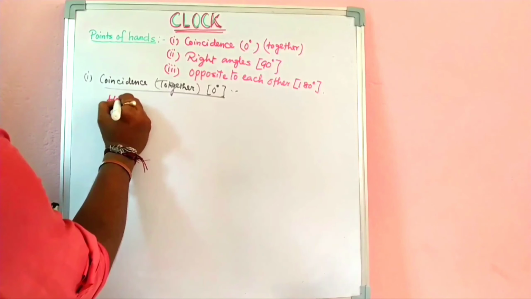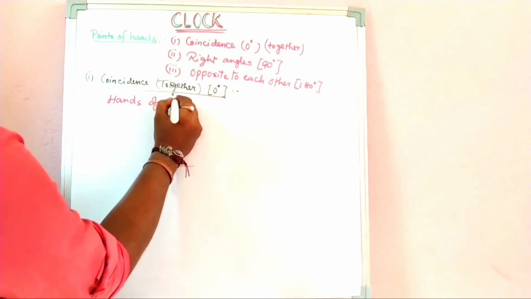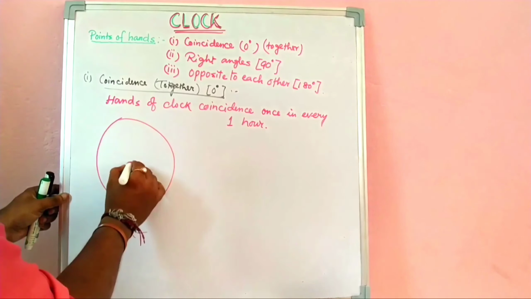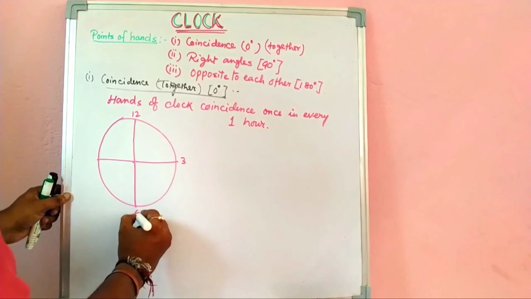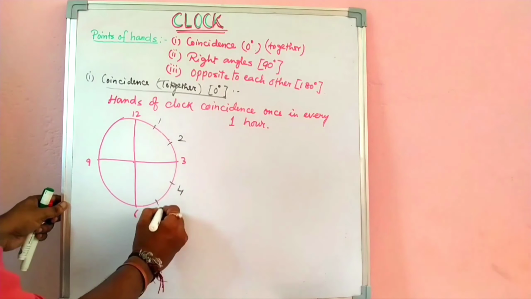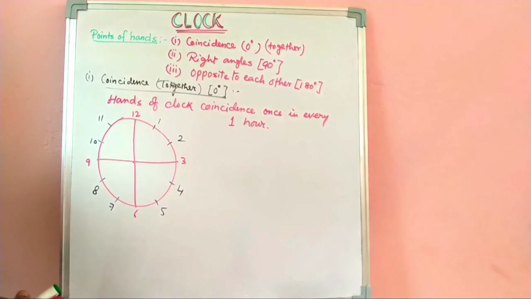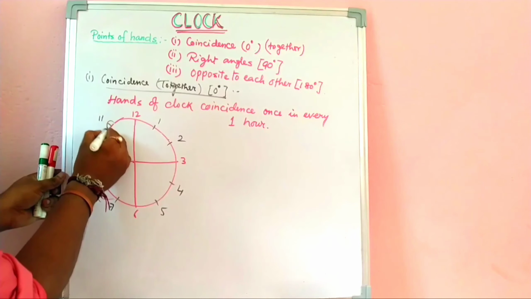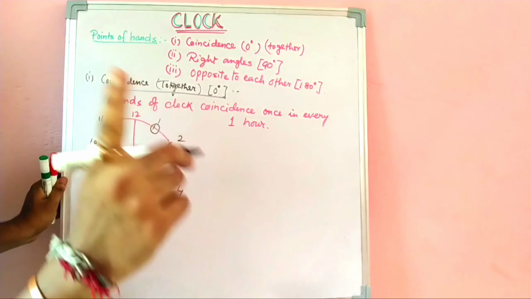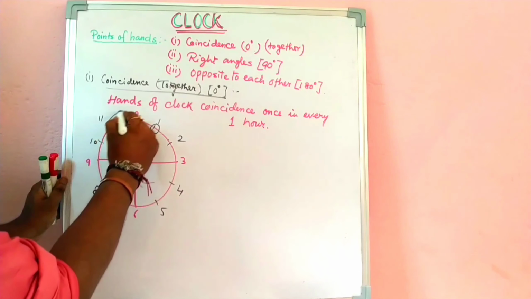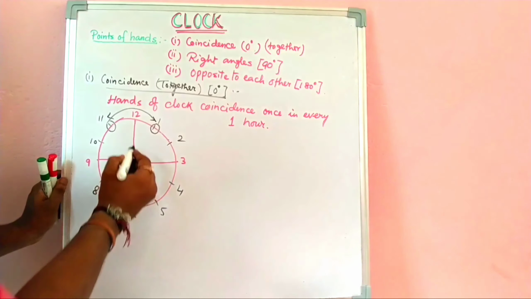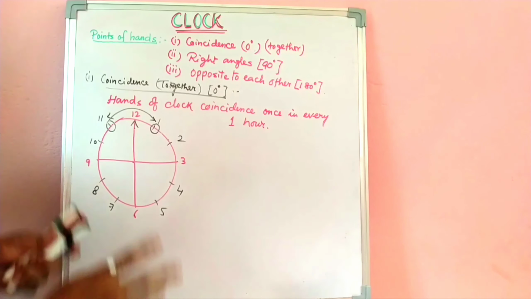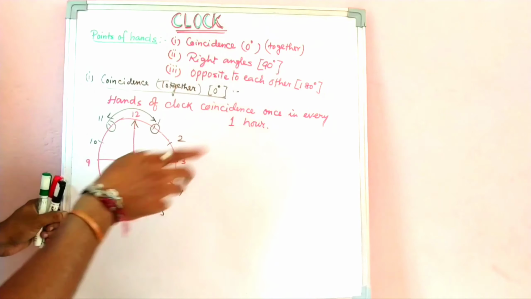Hands of a clock coincide once in every 1 hour. Between every 1 hour there will be a coincidence point, but between 11 to 1 there will be only one coincidence point. Means from this range to this range only one coincidence point, that is at 12 p.m. or 12 a.m. Otherwise from 1 to 2 there will be 1, 2 to 3, 1.